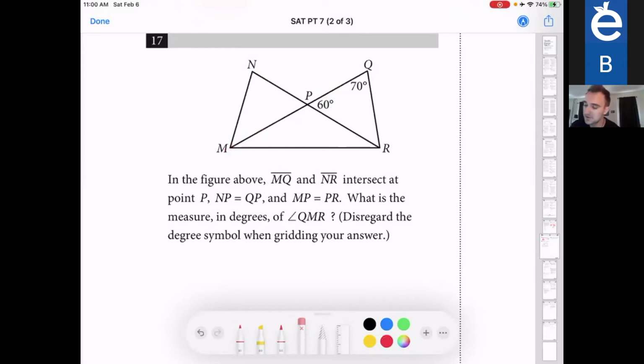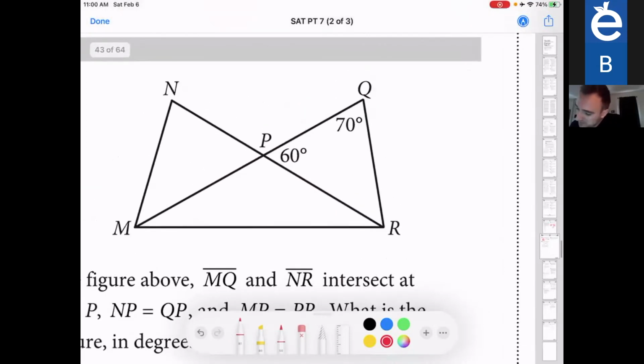So given the true statements in the problem, we can analyze this figure a little bit more and see what angles we must know based off what we're given. I can see right off the bat here that in this triangle PQR, I have 2 out of the 3 angles. I know they must add up to 180, right? 60 plus 70 plus whatever this angle QRP is, call it X, must be equal to 180.